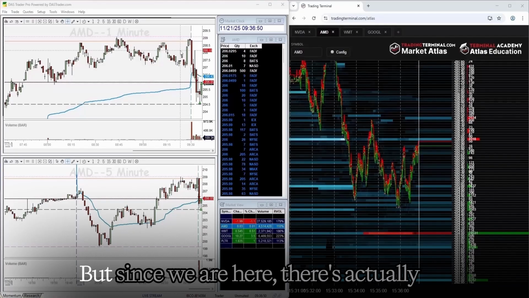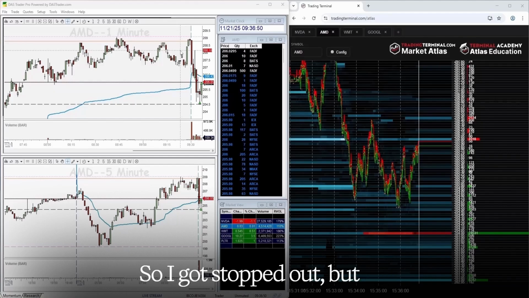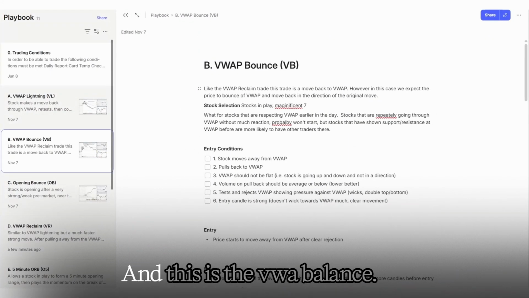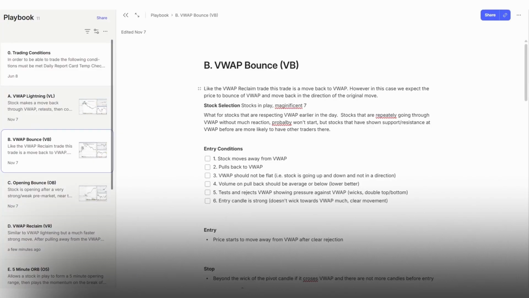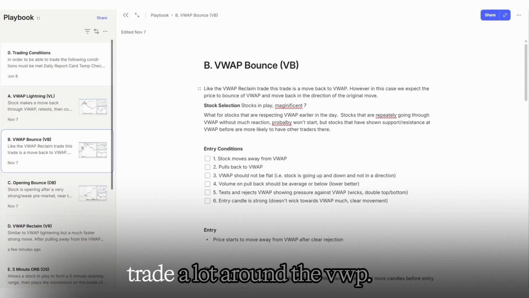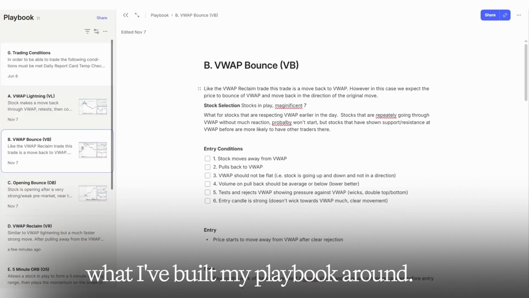But since we are here, there's actually another trade opportunity setting up. So I got stopped out, but I can get back in again. And this is the VWAP Bounce. So for me, this is another trade I like. Again, you'll see that I trade a lot around the VWAP. It's kind of my style of trading, and that's what I've built my playbook around.